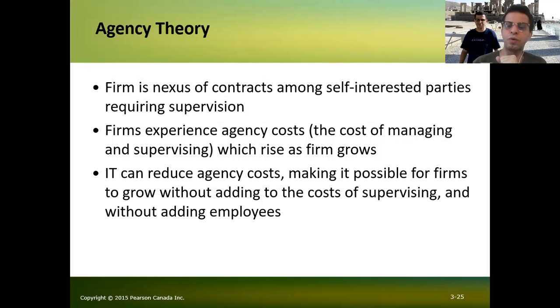In a way, we get our product with this quality. We don't care how they do it, where they do it, and when they do it, as long as I get it on time with a certain standard and quality. IT can also reduce agency costs, making it possible for a firm to grow without adding to the cost of supervision because they are all connected. Whenever the product can be tested, it passes or fails. I think you probably saw it in one of these videos of how it's done, without adding any extra employees. So these older employees can be outsourced and you have an IT system where you can really run your processes.